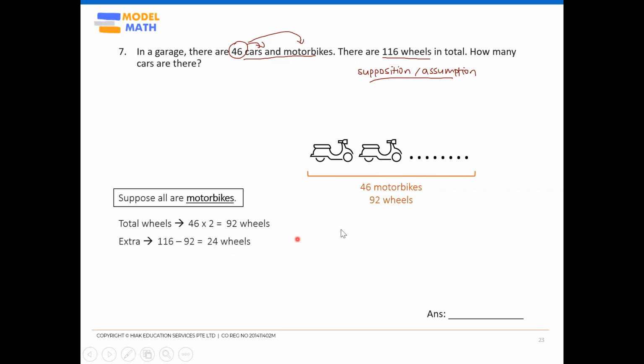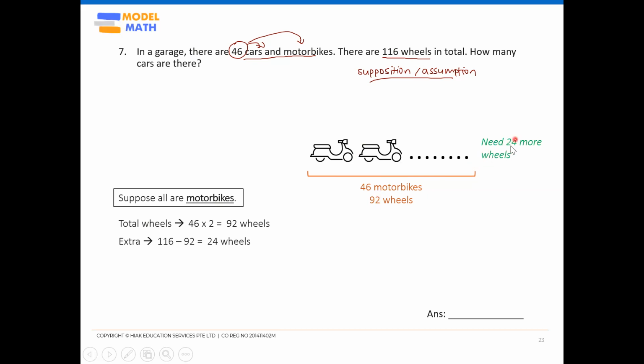Okay, that'll be 24, which means that in this diagram, I need to bring in another 24 more wheels. So please write this down as well. Need 24 more wheels, or you can say need to bring in 24 more wheels. Okay, it's fine.